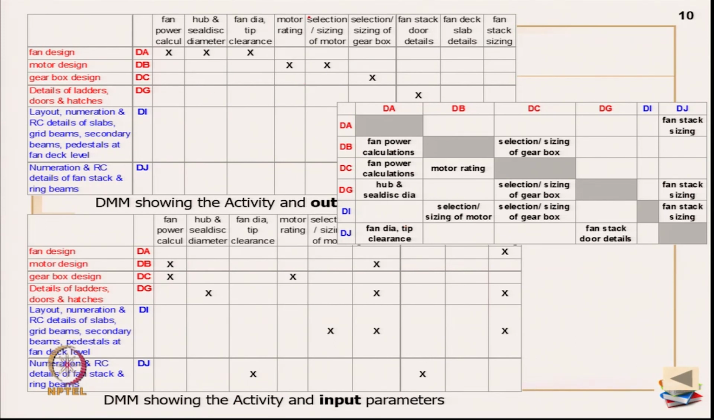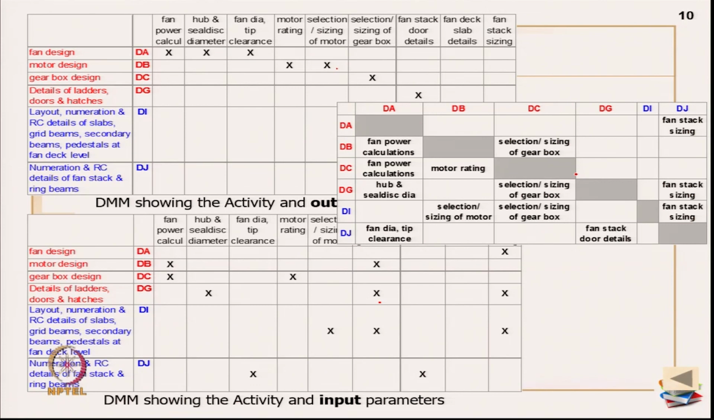Motor design releases motor rating, which is required for gearbox design, which is shown here. Now, this motor design also releases selection and sizing of motor, which is required for activity DI, which is the layout, numeration and details. So, you have written here selection and sizing of motor. The gearbox design releases an output called selection and sizing of gearbox. The selection and sizing of gearbox is required for motor design, for details of ladders, doors and hatches, and also for layout, numeration. So, it is required for 3 activities: DB, DG and DI.